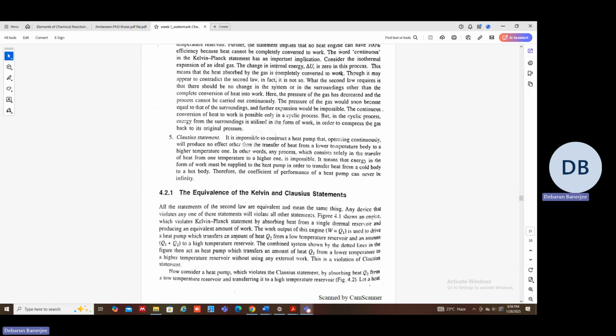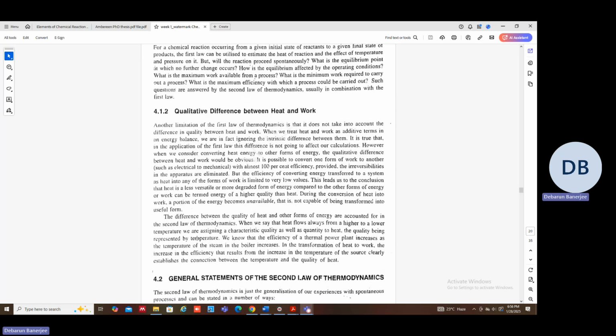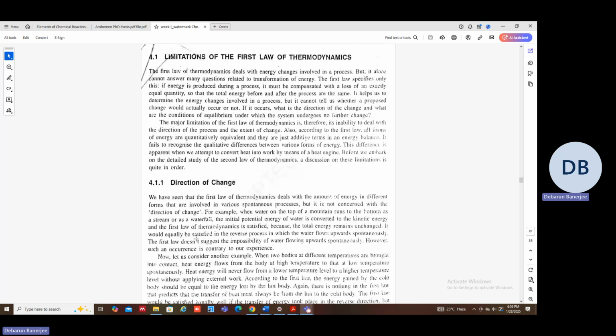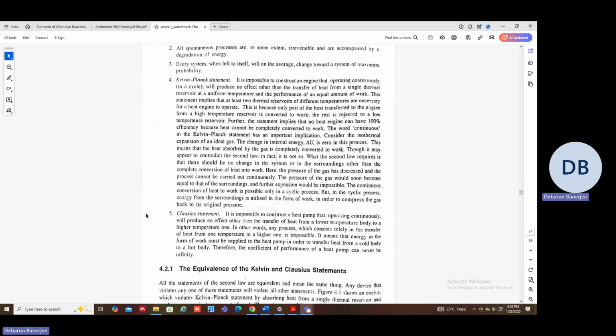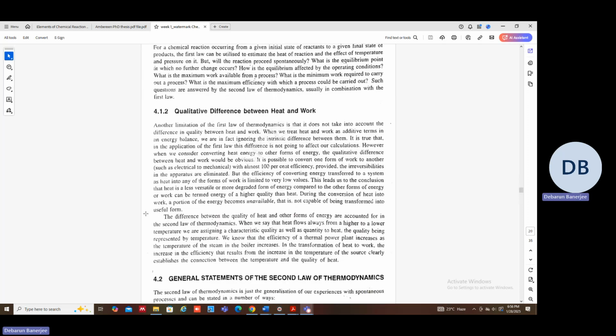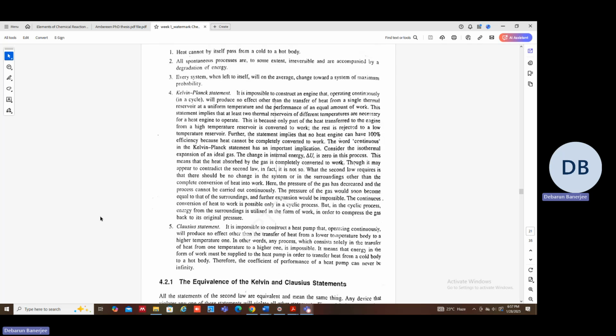Apart from that, there are some further qualitative differences between heat and work, and direction of change. These are basically the limitations of the first law of thermodynamics, and then comes the second law of thermodynamics. The second law of thermodynamics is just a generalization of our experiences with spontaneous processes, and it can be stated in a number of ways.